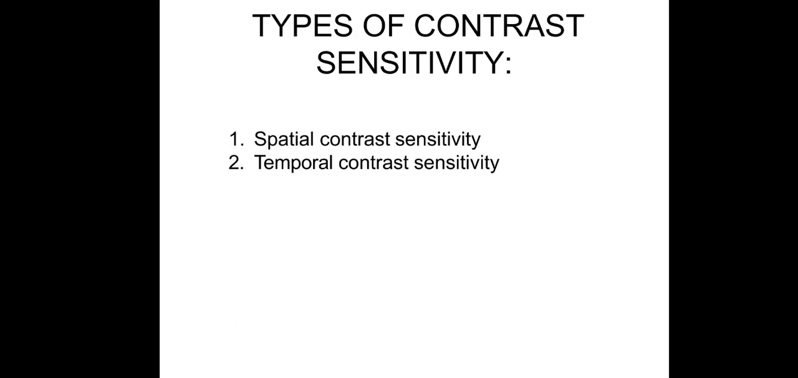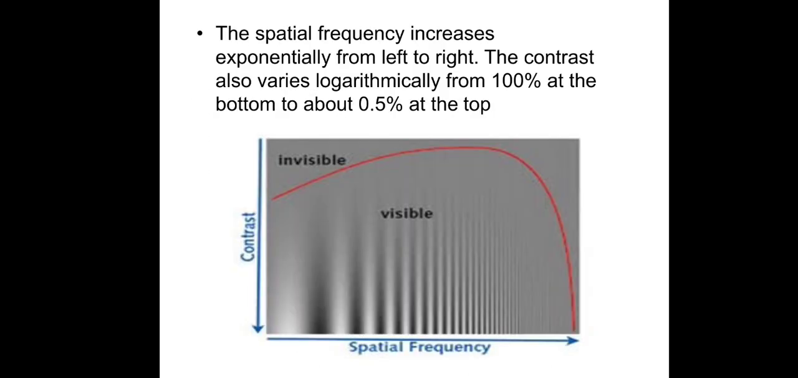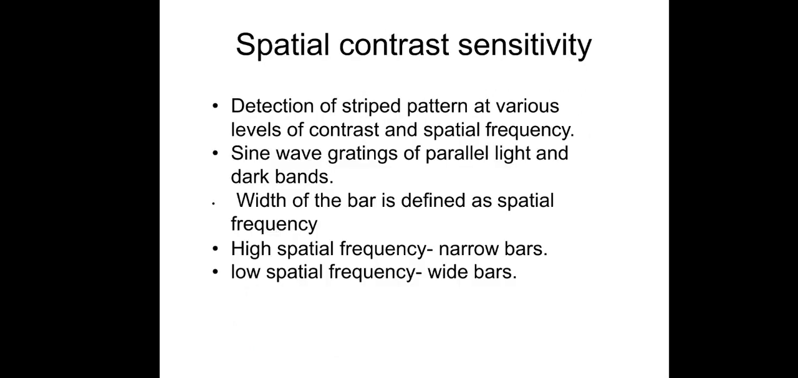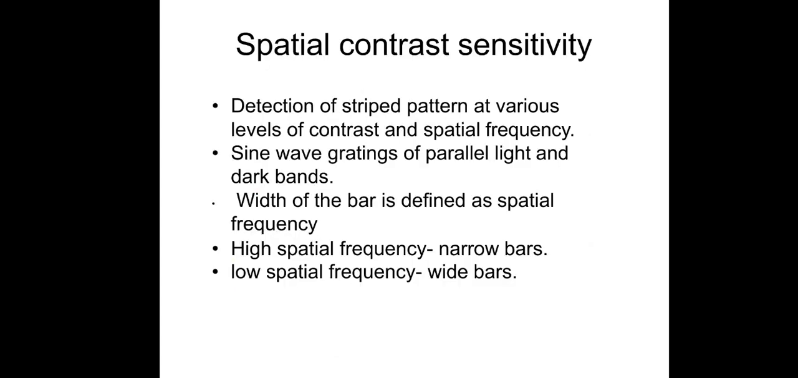So what are the types of contrast sensitivity? It is spatial contrast sensitivity or temporal contrast sensitivity. Spatial contrast sensitivity is the detection of a strip pattern at various levels of contrast and spatial frequency. So this is the spatial frequency I'm talking about. Sine wave gratings of parallel light and dark bands are there. The width of the bar is defined as the spatial frequency.